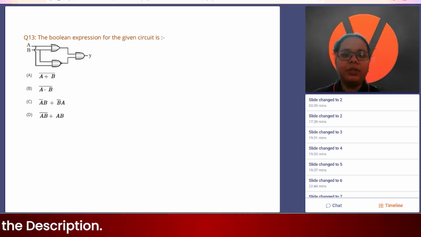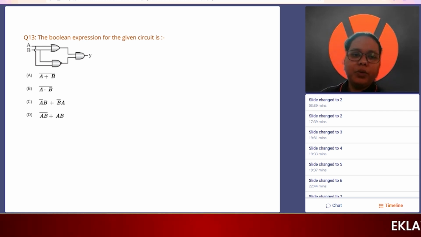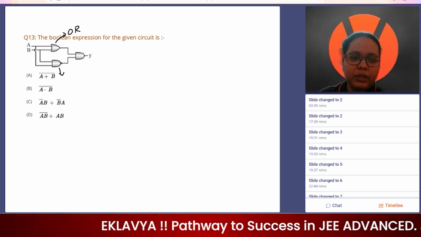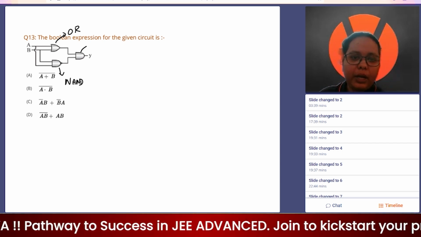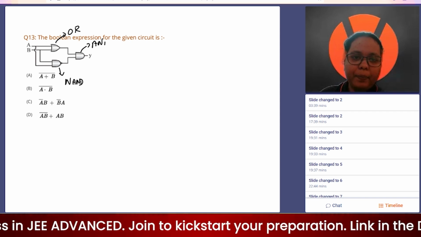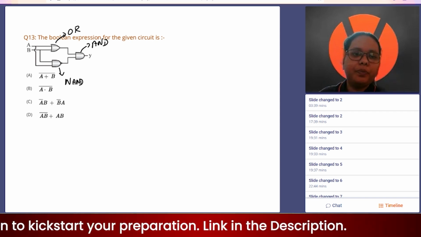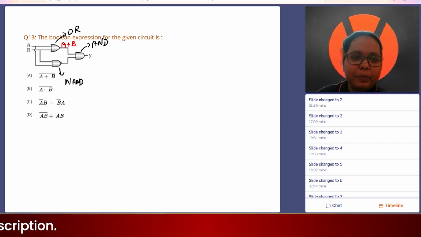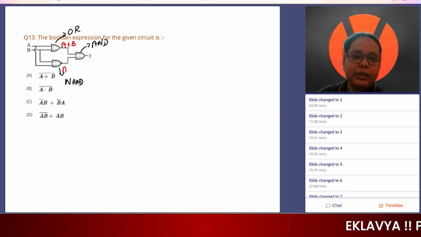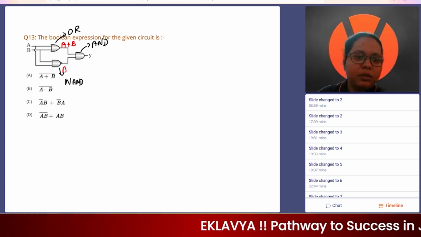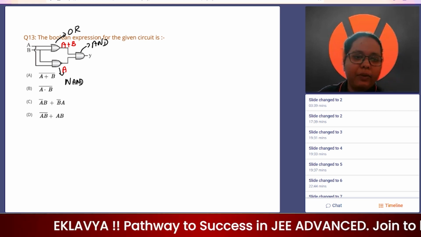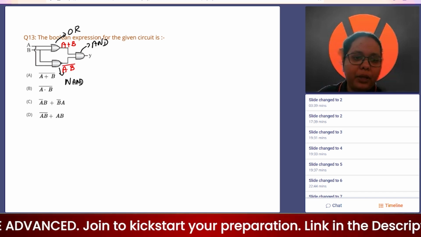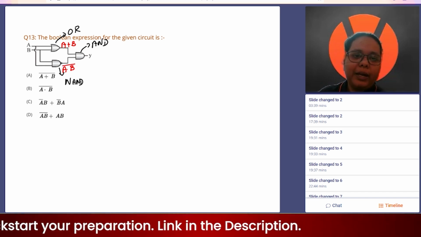The Boolean expression for the given circuit is asked. Here this is an OR gate, this is a NAND gate, and this one is an AND gate. A and B are the inputs they have given. This gives A plus B, and here it is A dot B the whole bar. And again an AND gate.